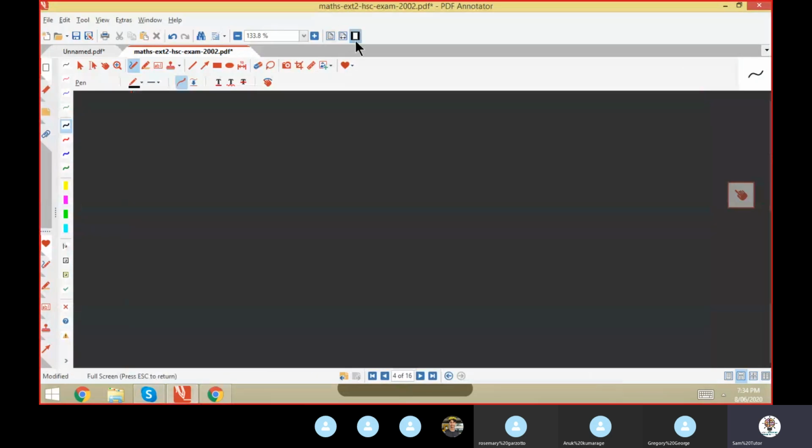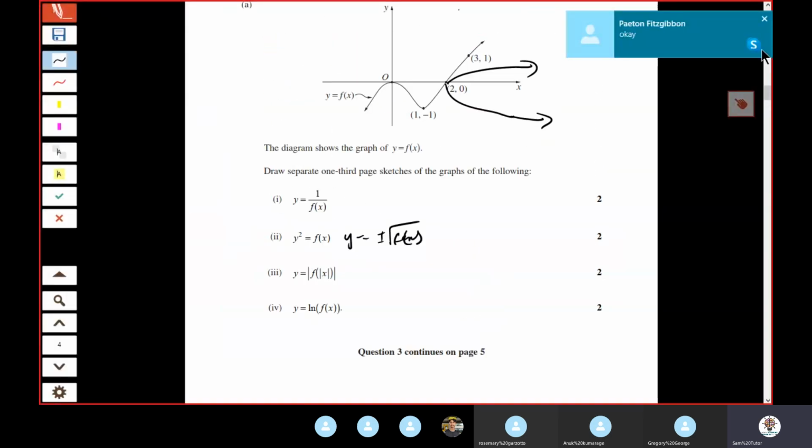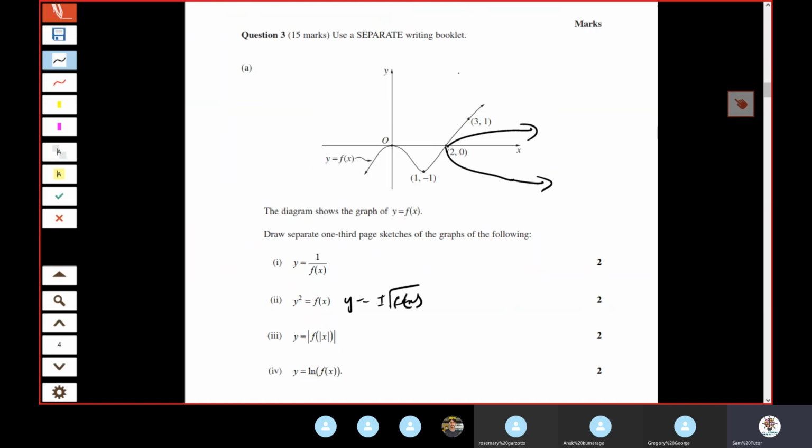And then, let's try this. F of absolute value of x, okay, let's try that. Last one. Okay, I would do the absolute value of x first. So absolute value of x, do we remember what to do there? All the negatives get flipped up.